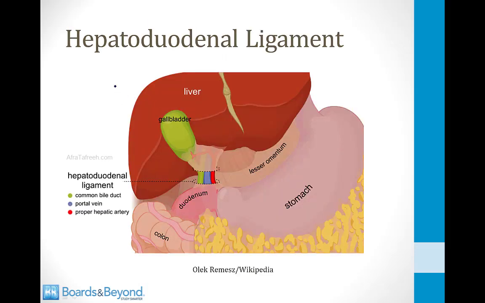And here's a drawing of the hepatoduodenal ligament. So this is the lesser curvature of the stomach, and this is the lesser omentum, which is between the stomach and the liver. The lesser omentum is connected to the stomach, but it has a free border here that is not connected to the stomach, and that's where you find the hepatoduodenal ligament. And within that ligament, as is shown in this picture, you can find the common bile duct, the portal vein, and the proper hepatic artery.